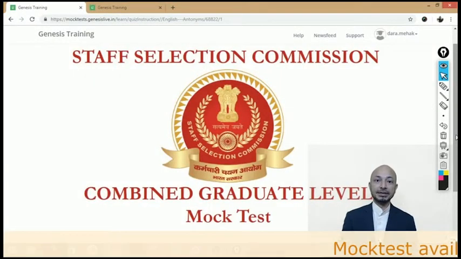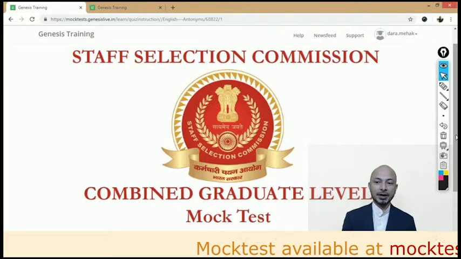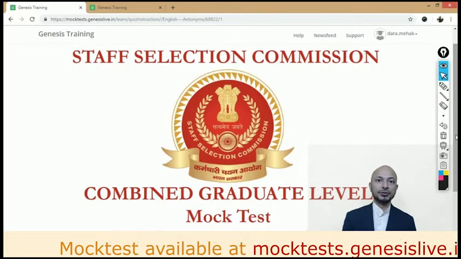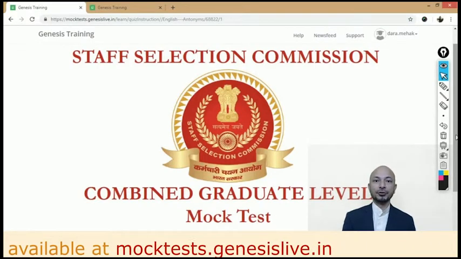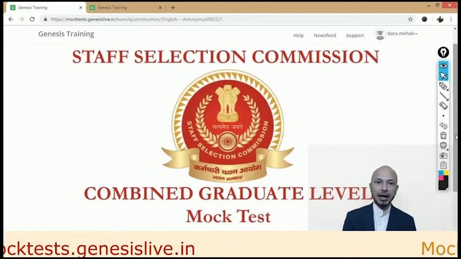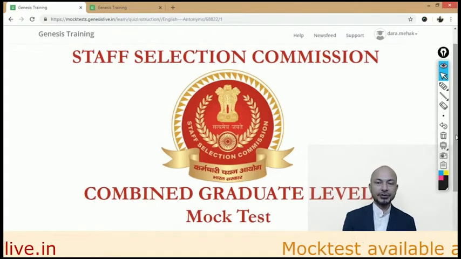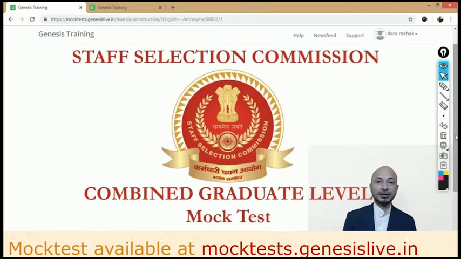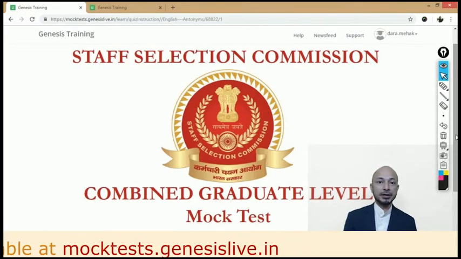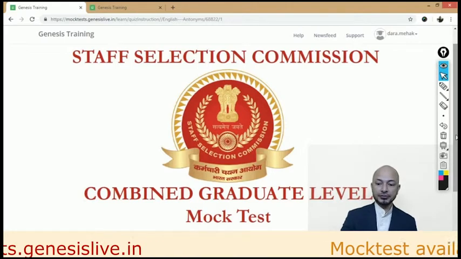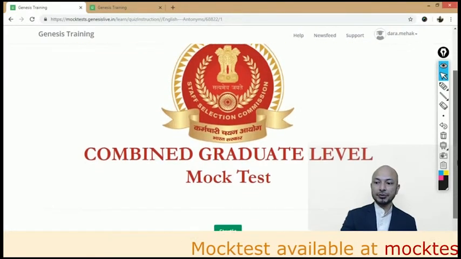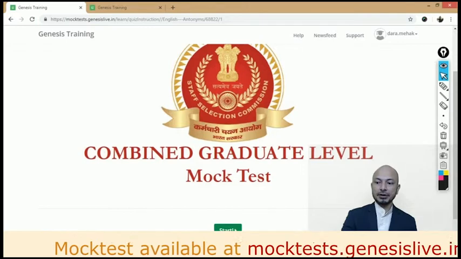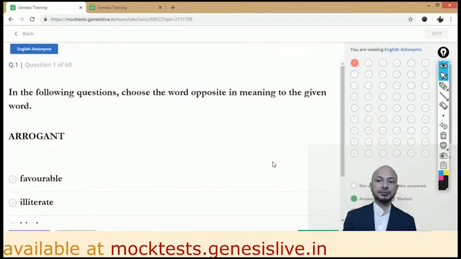Hello and welcome to the SSC CGL mock test, and this is a topic based test. So for today our topic is going to be antonyms. Now antonyms are opposite words, so in order to solve these problems it's going to be a test of your vocabulary, and so let's get straight down to antonyms. So let's press start and get started with the questions.